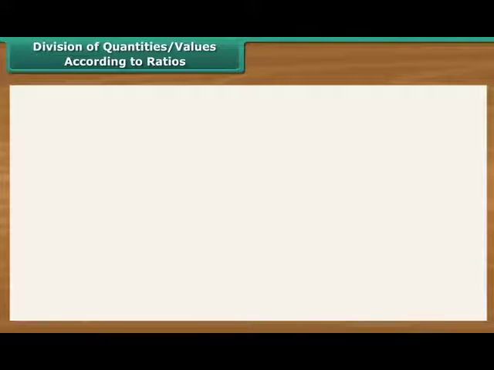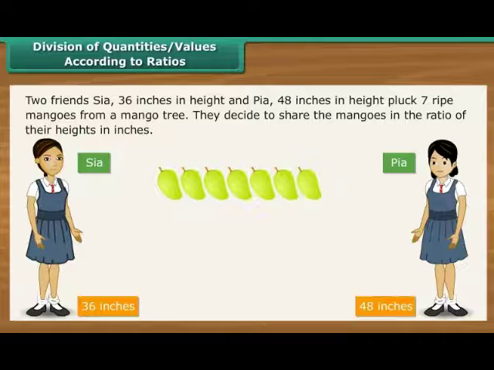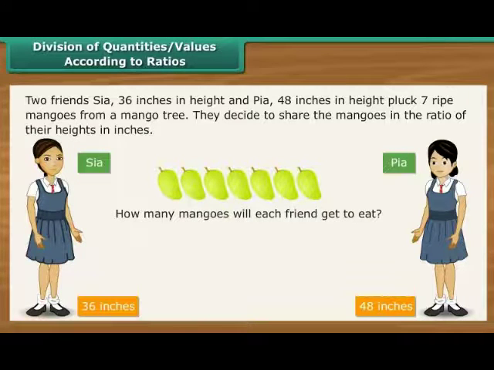Division of quantities, values, according to ratios. Let us now use ratios to divide quantities and values. Two friends Sia, 36 inches in height, and Pia, 48 inches in height, pluck 7 ripe mangoes from a mango tree. They decide to share the mangoes in the ratio of their heights in inches. How many mangoes will each friend get to eat?